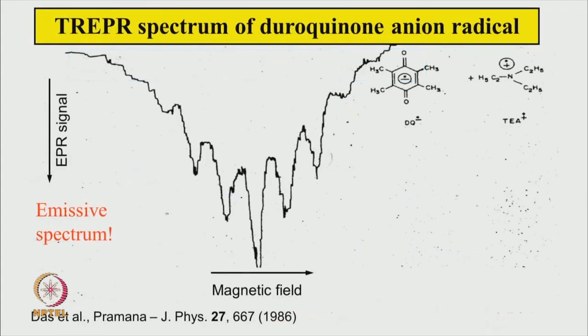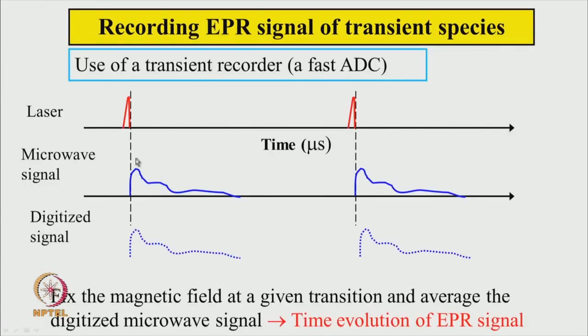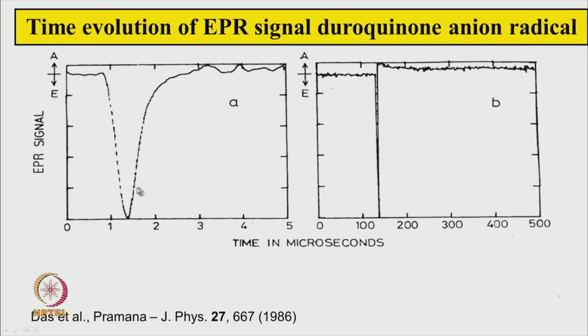We can do another experiment: instead of getting the spectrum as a function of magnetic field, we can hold the magnetic field at any place we like and then see the microwave signal as a function of time, and average the whole thing by using a very fast transient analog to digital converter. The transient digitizer will capture the signal in digits at a sampling rate given by the user. These various digital values are added to generate the average value of the signal by adding several of these transients.